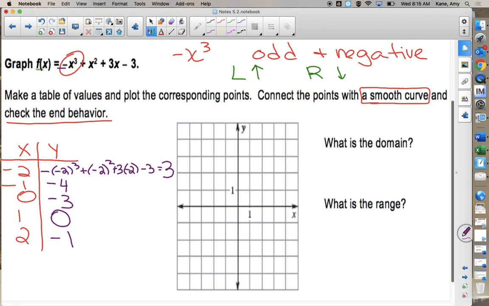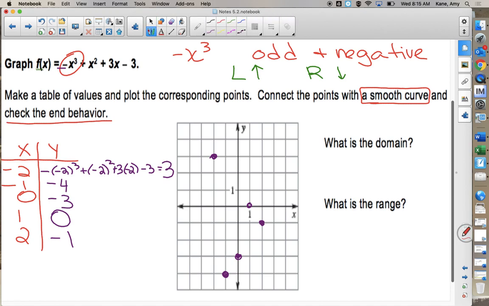So you have 5 problems that you'll be graphing tonight. I ask that you make a T-chart with your graphs, and I'll get your graph paper in a minute. So we're going to plot these points: -2 going up to 3, -1 is down to 4, and then 0, -3, 1, 0, 2, -1. So we're going to play connect the dots.